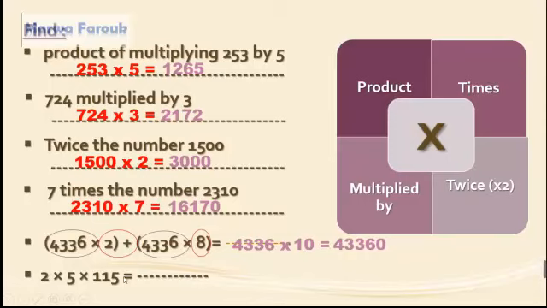Okay, now we have 3 numbers multiplied by each other, 2 times 5 times 115. I'm going to take the first 2 numbers, which are 2 times 5, and it's 10. Now I have 10 times 115, it will be 1,150.